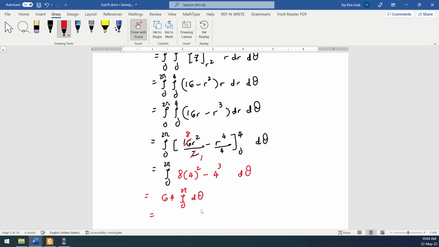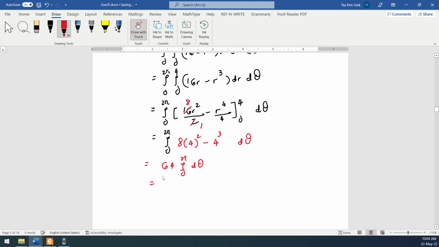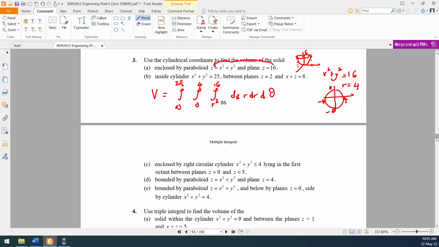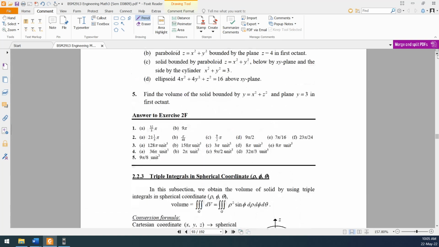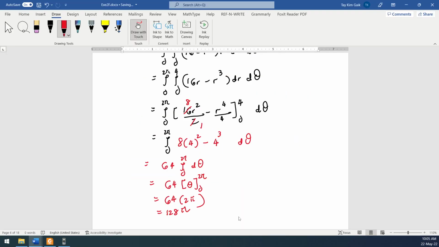Integrate 1 with respect to theta is theta. Put in the limits 0 to 2 pi, you get 2 pi. So 64 times 2 pi, that is 128 pi. This is question 3A. The answer is 128 pi unit cubed. If you don't put the unit, it doesn't matter, we won't deduct marks.